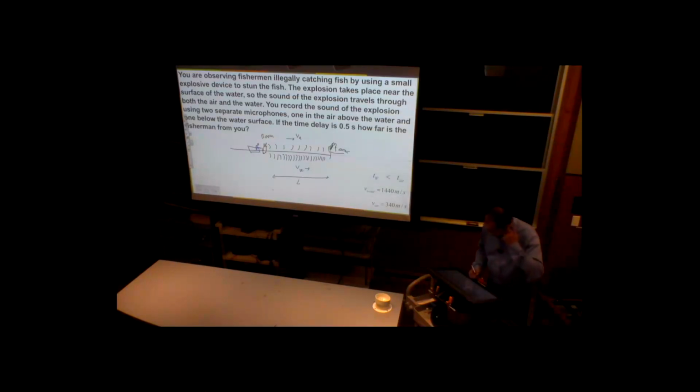So what can we write? Well, we can write that this distance is supposed to be equal to speed in air times time it took to travel in air, but the same distance should be equal to speed in water times time to travel in water. And we know the time delay.